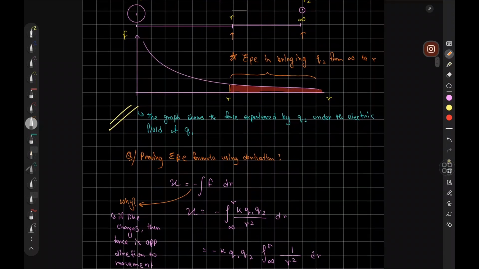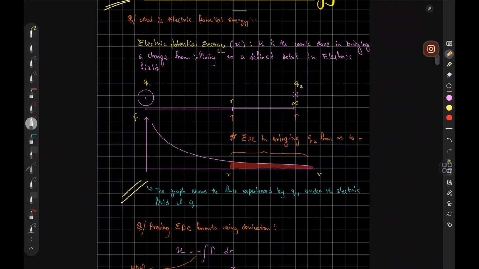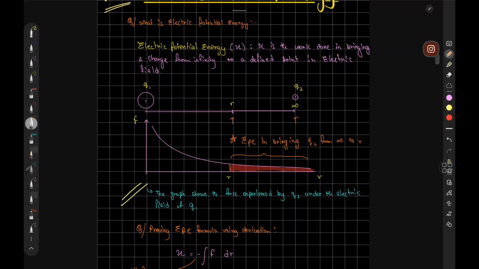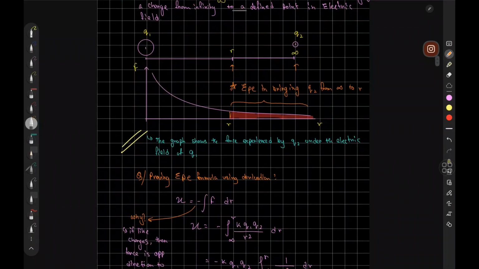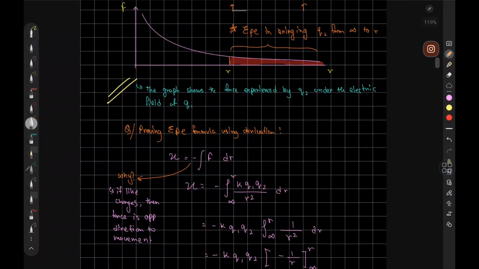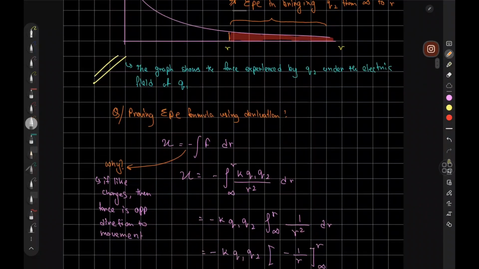Great. So we can now directly move on to the derivation. You don't need the derivation. You can just completely memorize the formula for electric potential energy, so you can skip to the end of this derivation if you don't want to see all this, but some of you might be interested, so I'm going to show the derivation. Okay, so proving the formula for electric potential energy.